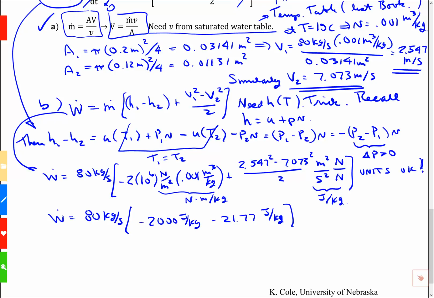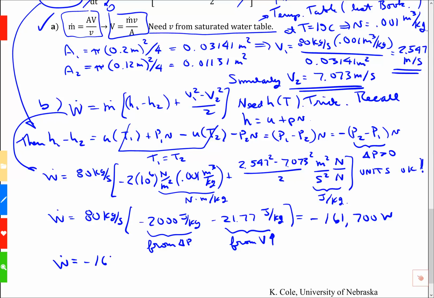So this first piece comes from the delta P, and this piece comes from the velocity increasing through the pump. So it takes some work to pressurize and some work to accelerate. The pressurization is the big piece. It's 100 times bigger. All right, when I finish this, I'm going to get that the work rate is minus 161,700 watts, because the kilograms go out, I get joules per second, that's a watt.